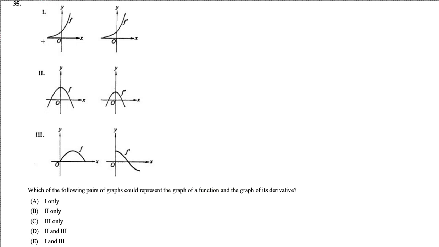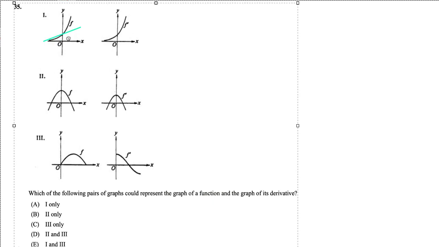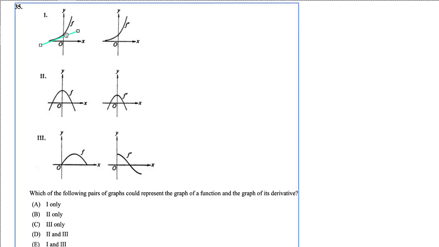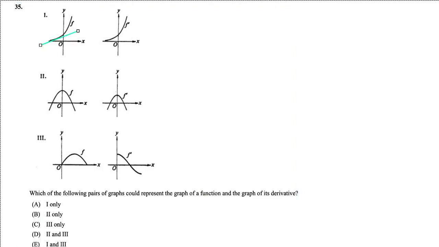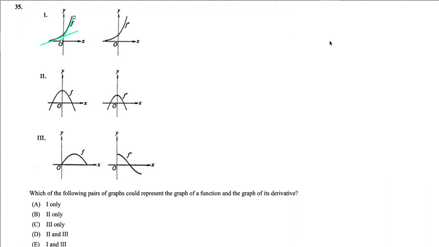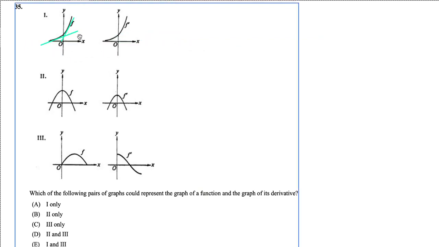So if you look here, the slope of the tangent line at some point right here is very small, and then as you go up, the slope of the tangent line gets greater and greater. So then over here, the slope is greater. So it makes sense, not too far-fetched for us to believe that these two actually are derivatives of one another.